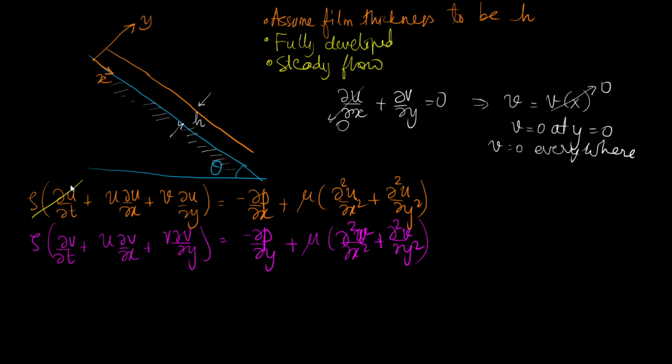So this vanishes because of steady state flow. This vanishes because of fully developed flow. This vanishes because of v being 0 everywhere. This vanishes because of fully developed flow. This vanishes because of steady flow. This vanishes because v is 0. This vanishes because v is 0.